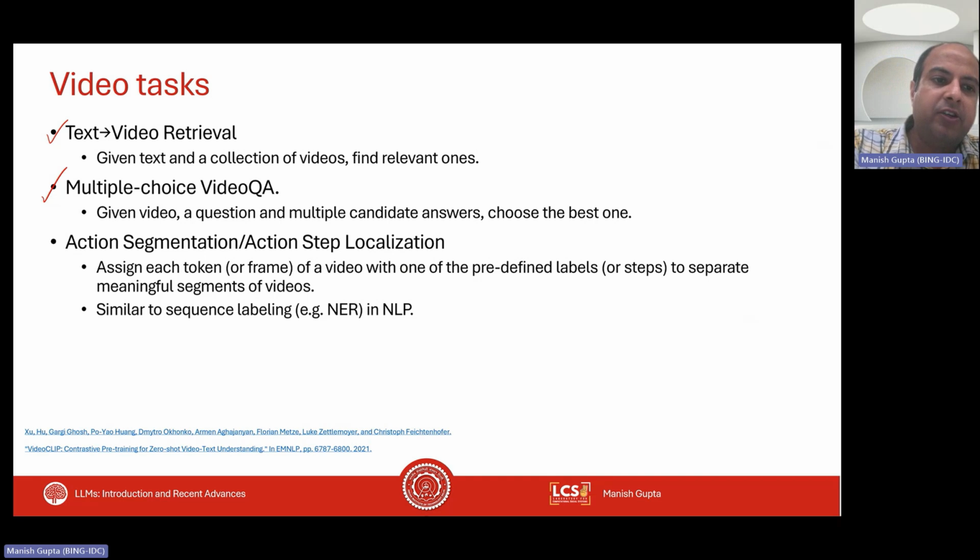Then you could also have other kinds of tasks like action segmentation and action step localization, where you have an action described in text, and then you have a video and you want to figure out where the action is. It's also called moment detection.